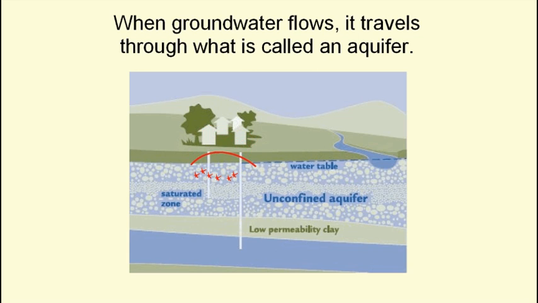Now if you look at this picture, you'll see where they've labeled it unconfined aquifer. That's towards the top. And below the low permeability clay, that would be a confined aquifer. Aquifers can be less than 100 feet deep and much deeper than 500 feet.